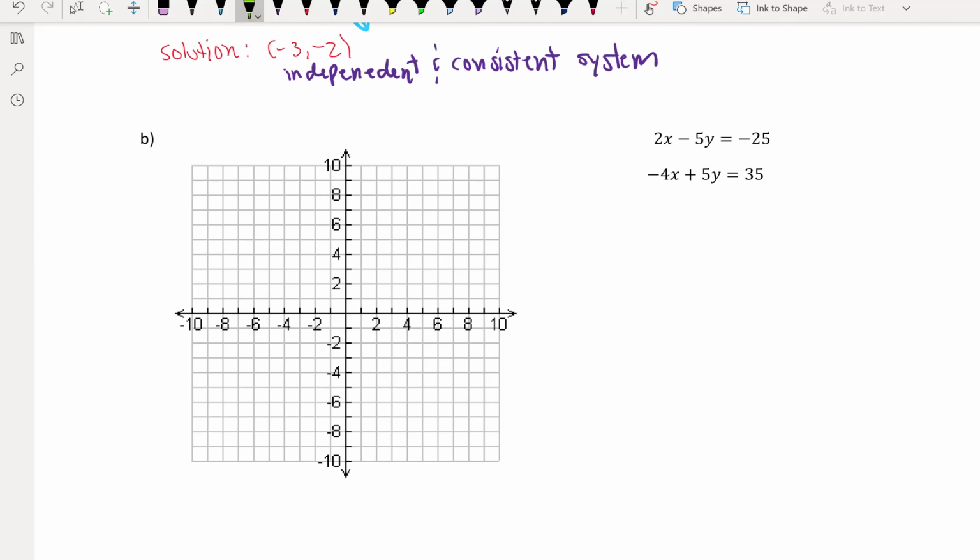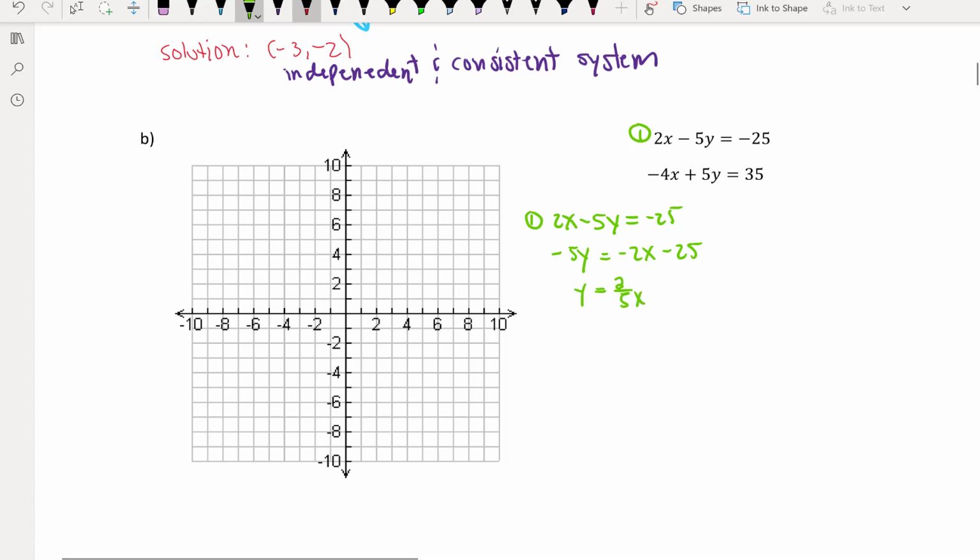So let's take a look. So equation number 1. I have 2x minus 5y is equal to negative 25. So I want to get the y by itself. So I'm going to have negative 5y is equal to negative 2x minus 25. I'm going to divide by negative 5. So negative 2 divided by negative 5, a negative divided by a negative is a positive. So I have my 2/5 x.